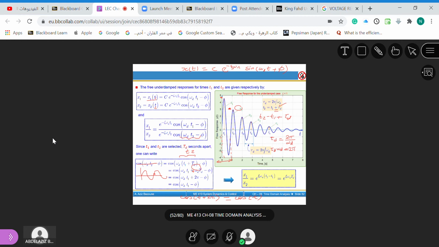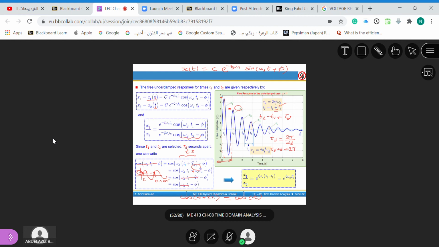So if you take a value here, this is t, and after 2 pi, you take this one, this is t plus 2 pi. They will have the same value of the cosine. So t or t plus 2 pi, they will have the same cosine. This is what it means, periodic with period 2 pi. So instead of having omega d t1 plus 2 pi, it will be simply cosine omega d t1.